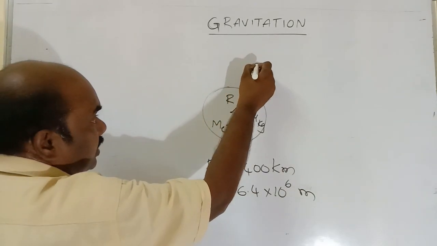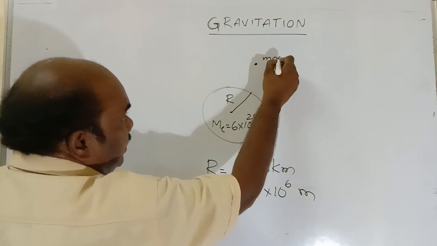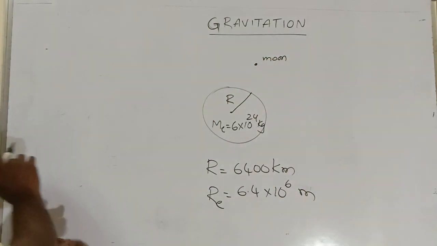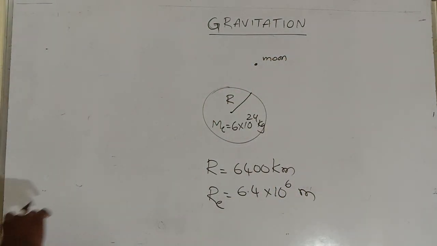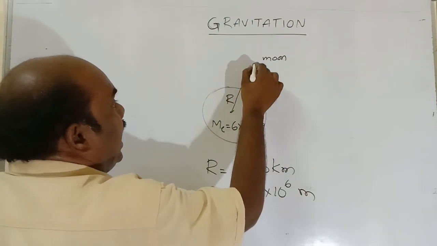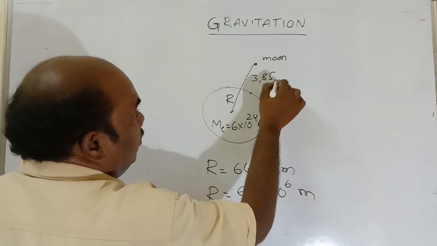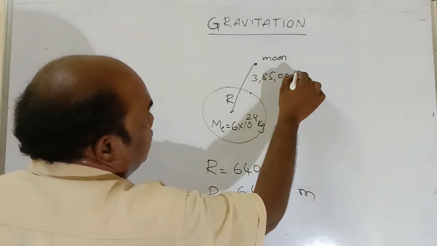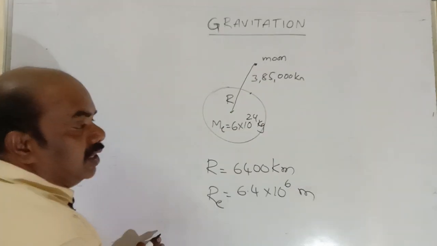Now see children, this is the moon. Moon is the only natural satellite of the earth. Now the moon is nearly 3,85,000 kilometer from the center of the earth, 3,85,000 kilometer.